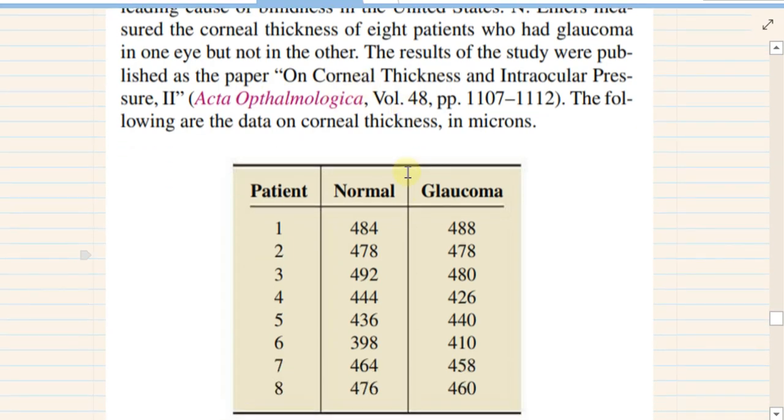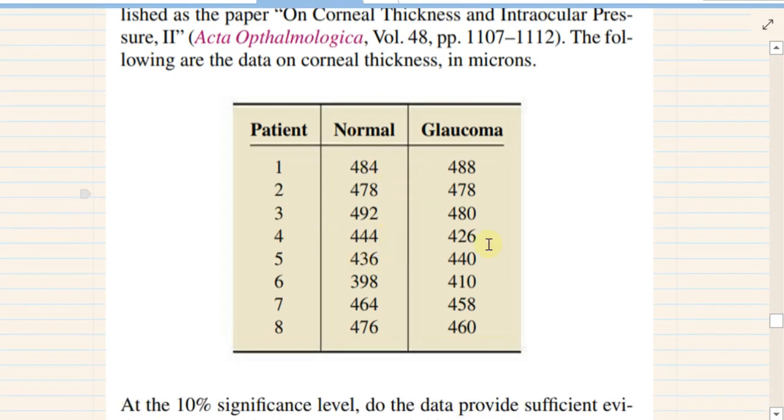The following data are the data on corneal thickness in microns. A micron is like 1 × 10⁻⁶. So that's 484 microns, that's 484 × 10⁻⁶. So it's like 0.000, that's 3 zeros, and then 484 inches. A very precise measurement, huh? So there we have it.